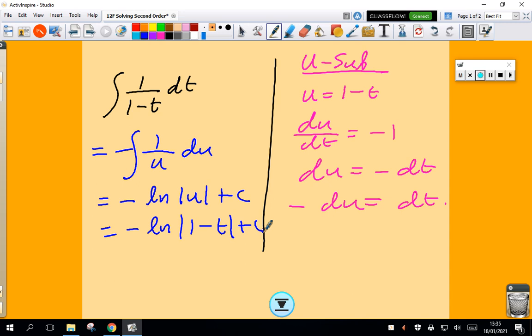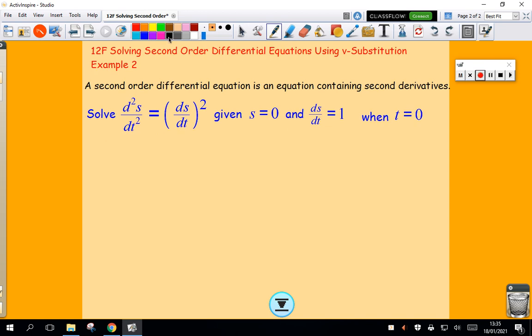So that's something worth remembering, because that little antiderivative is going to crop up in my solution to the next problem. Okay, so go through it quickly, make sure you're up to date on your u substitution, and make sure you can find the antiderivative of this thing. Now I'm going to try to solve this equation. It says solve d2s dt squared is equal to the square of ds dt, given that s is 0 and ds dt is 1 when t is 0.